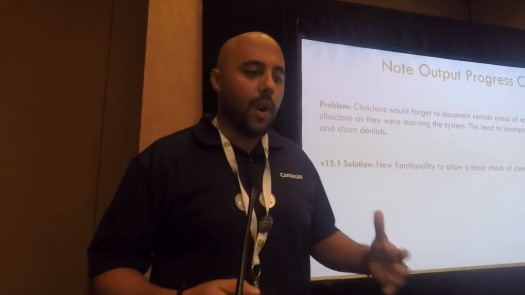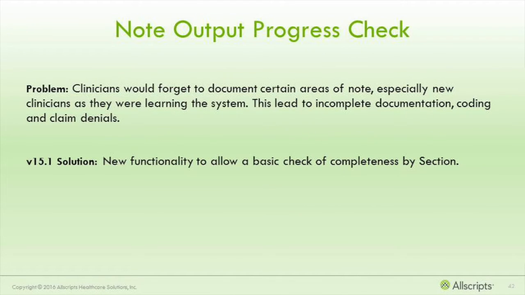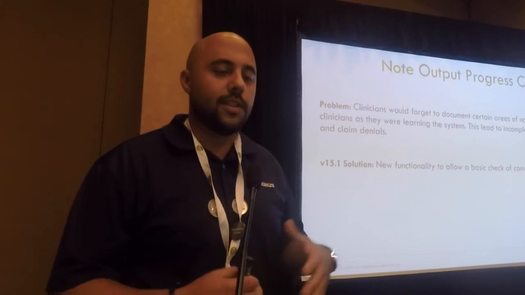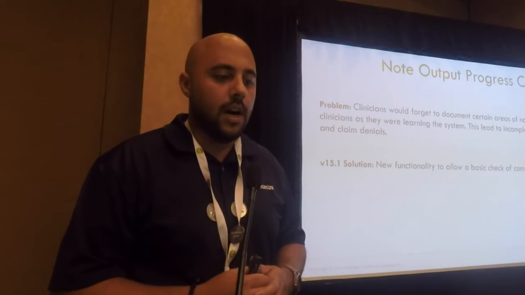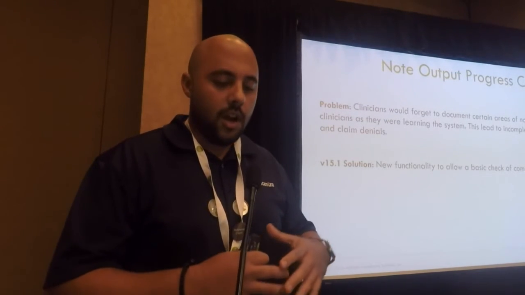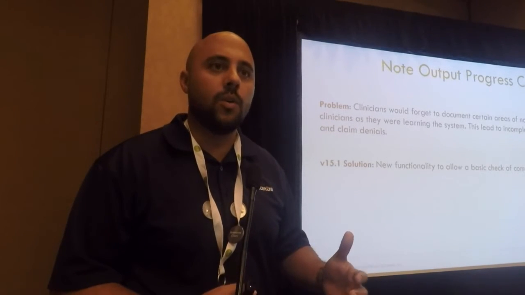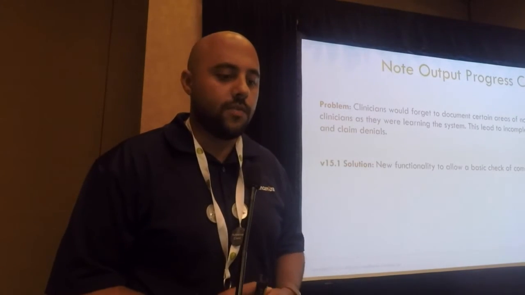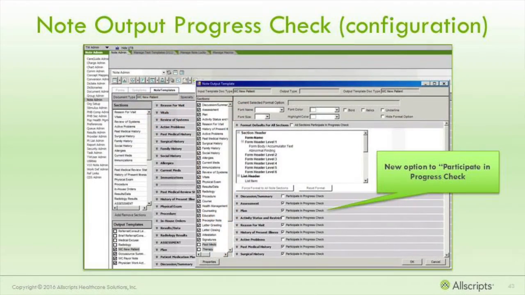All right, so the note output progress check, really what we're trying to solve for is we're having clinicians forget certain areas of the note, especially, as Jeff mentioned, when we were implementing this over 2 years at 300 different centers. So this led to incomplete documentation, coding and claims denials. We wanted to provide clinicians a very user-friendly way to just review pertinent sections of the note, such as the review of systems and physical exam, just to know that they have entered documentation for those sections of the note. So that led us to this note output progress check enhancement.